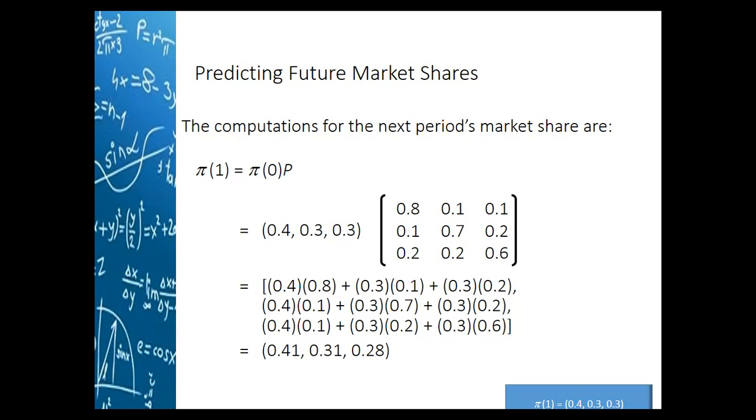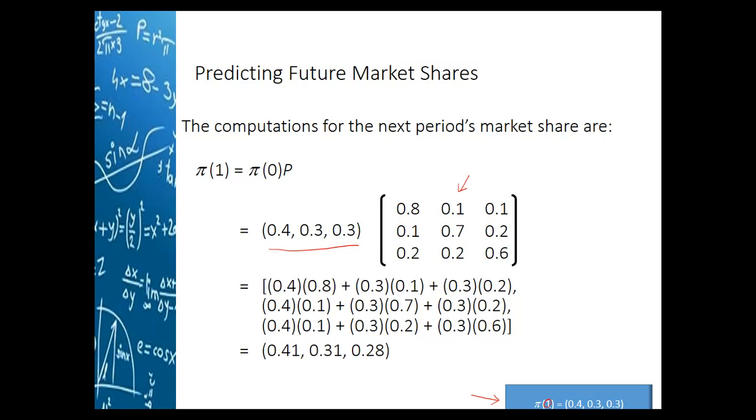So how do we calculate that? First, you have your initial condition. Your initial condition in this case is 0.4, 0.3, 0.3. So pi 0 is 0.4, 0.3, and 0.3, and this is your transition matrix. This one is a 1 by 3 matrix and this one is a 3 by 3 matrix, so by right you have a 1 by 3 matrix as the result.